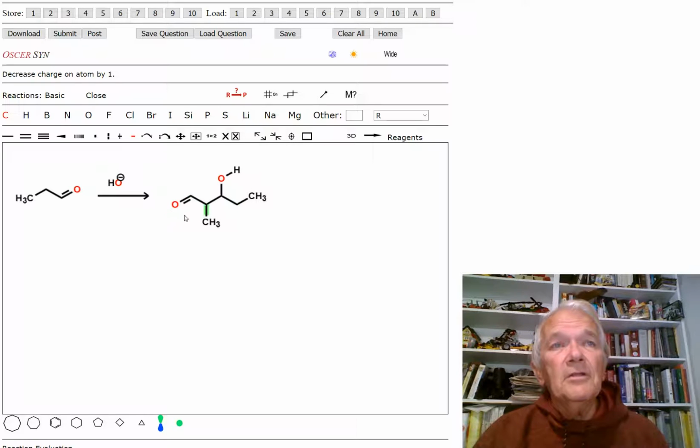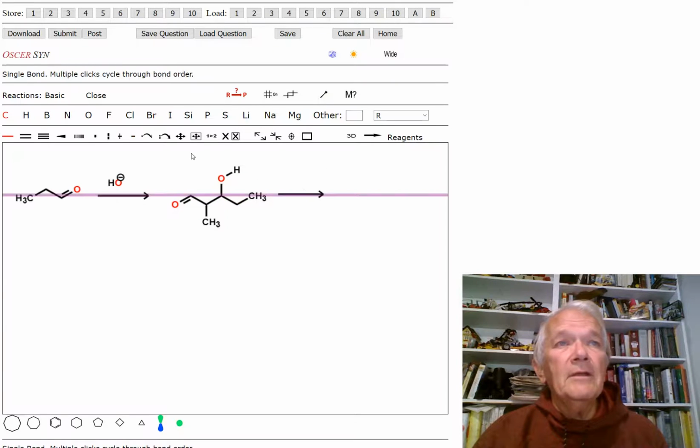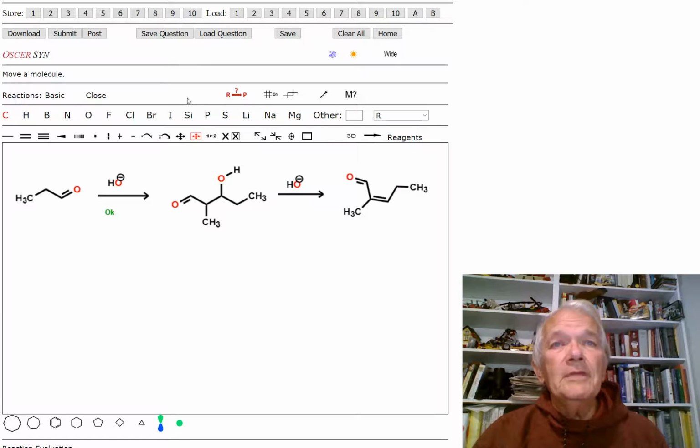This is called the aldol itself. So it's al for aldehyde, ol for alcohol. So this is an aldehyde with a beta hydroxy group. And these are susceptible to easy elimination if you add some more base. So add some more base, and we'll allow the elimination to take place.